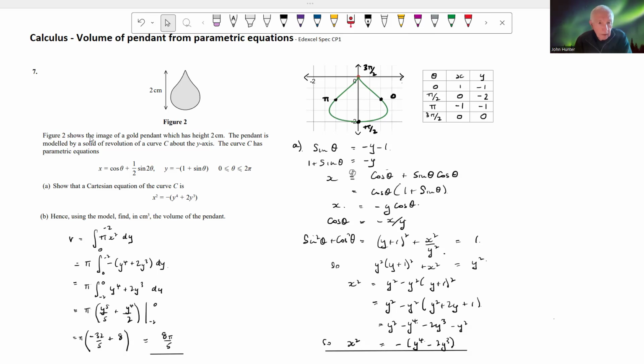One paper, further maths paper. And we've got an image here. Figure 2 shows the image of a gold pendant, height 2 centimeters. And so this is like a teardrop thing. So if you spun this around its chain, if you imagine the chain here, then the profile would appear the same from this or any angle.